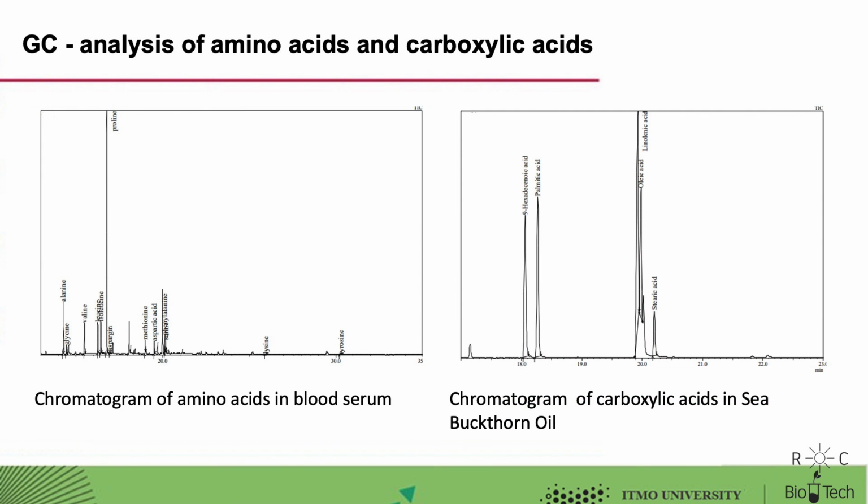In our laboratories, we carry out not only HPLC analysis, but also GC analysis, in which gas is used as the mobile phase. In the picture, you see chromatograms for organic acids and amino acids. Gas chromatography is used to determine volatile substances, but techniques such as derivatization can also determine non-volatile components.